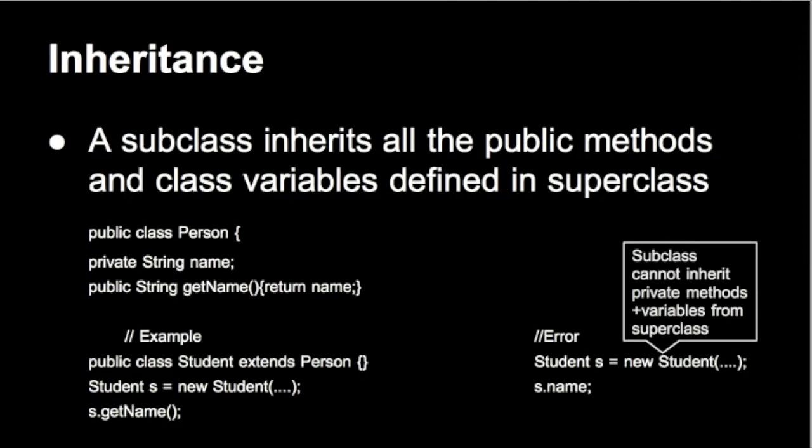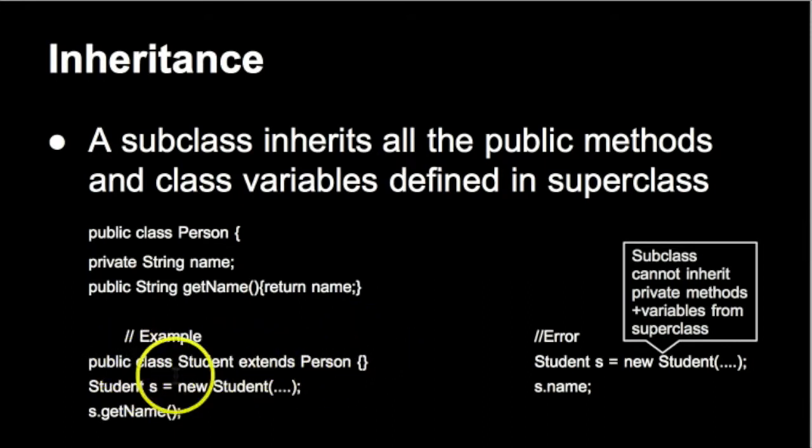And inheritance is typically a way that we can reuse pre-existing code. And it's why we use public within our classes. And we say here that a subclass basically just inherits all the public methods and class variables defined in the superclass. So we take a look at our example here with our public class person, and we create a private string name instance variable and a method called public string get name, which returns this instance variable name.